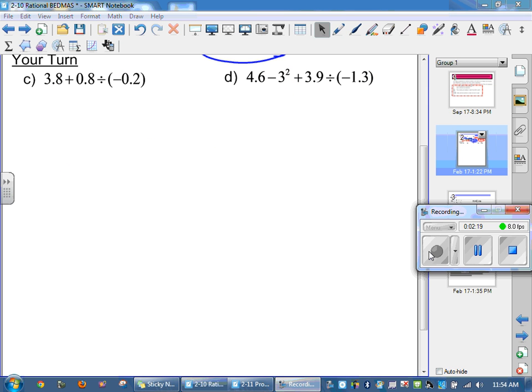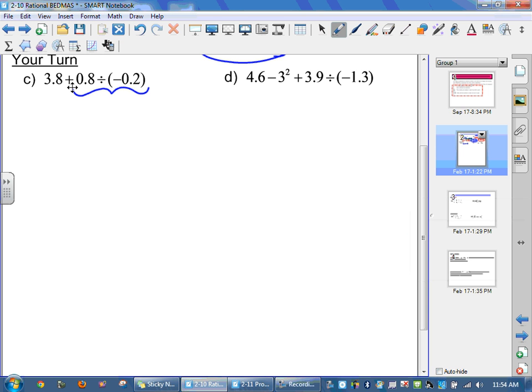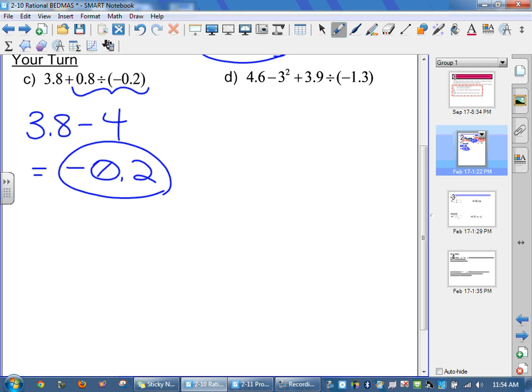Okay, letter C. The brackets are only separating a negative, and you're going to divide the 0.8 and the negative 0.2. You're going to get 3.8. Positive divided by a negative gives me a negative. When you divide those, you're going to get 4. Now you type in 3.8 subtract 4. You're going to get negative 0.2. Okay, check your work on that one.